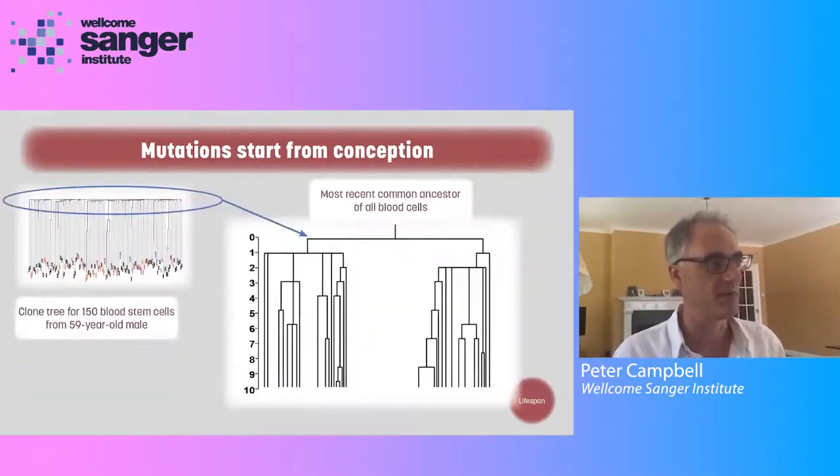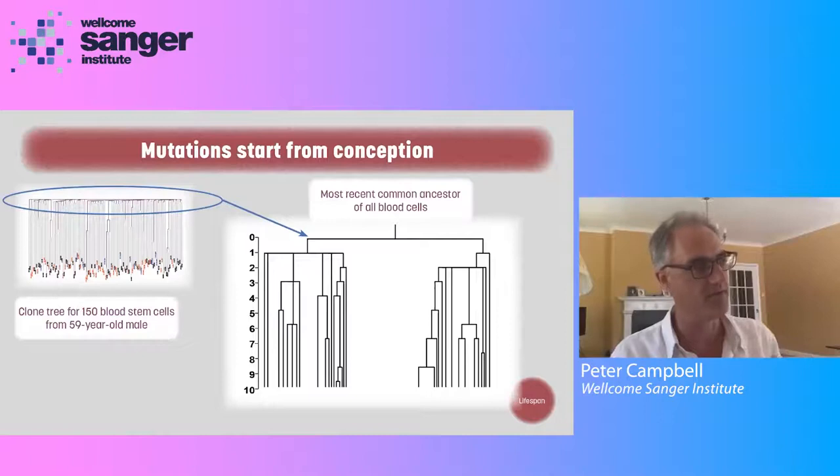To drill in on this in a little bit more detail, this is data from a 59-year-old man, and what we've essentially done is isolate 150 blood stem cells, grown them up in vitro, and sequenced the genomes of those 150 cells and built the tree. And what we found in this particular man is that there were 2 mutations that completely compartmentalized, split the cells. So about 2/3 of the cells had this mutation here, 1/3 of the cells had this mutation here, and every cell had one or other of those mutations, but no cell had both.